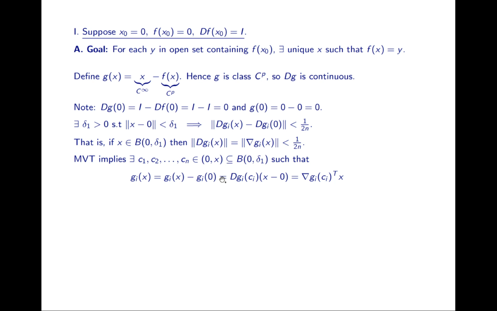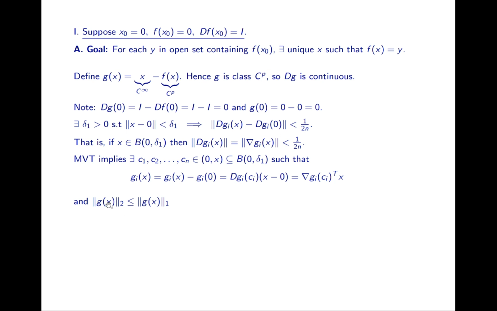So the mean value theorem tells us this equals the derivative of gi at ci times x minus 0. And the derivative of gi is just the gradient transpose times x. So we get gi of x equals the gradient of gi transpose x, where the gradient is evaluated at some ci.